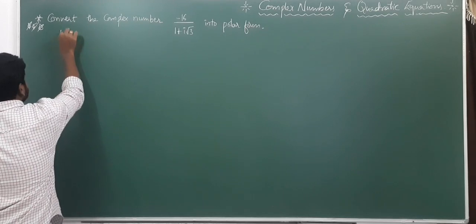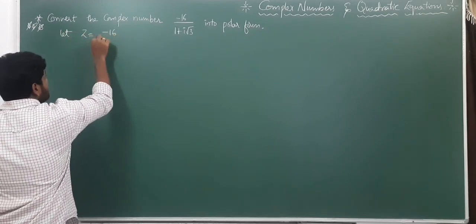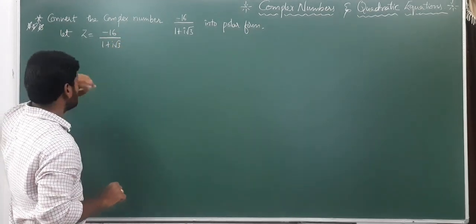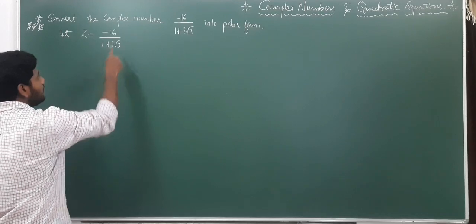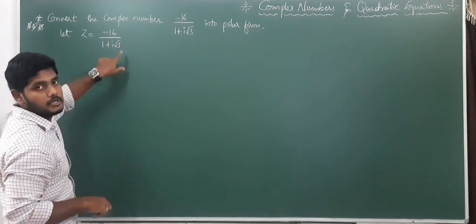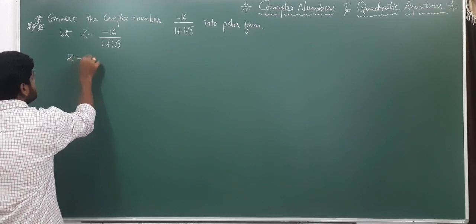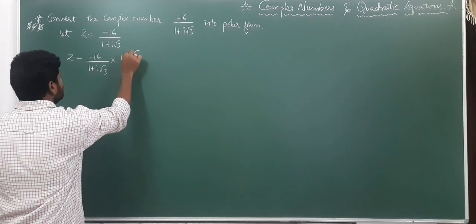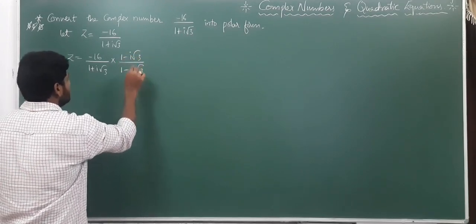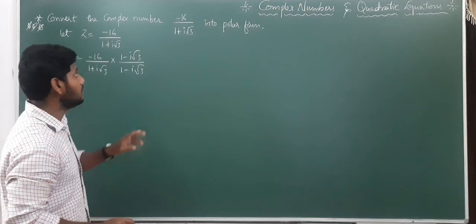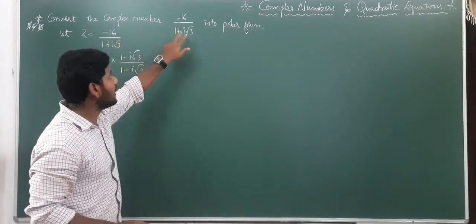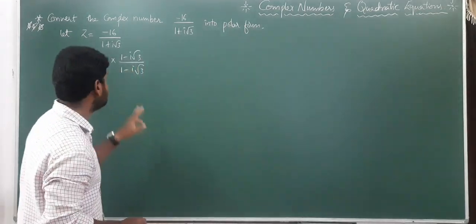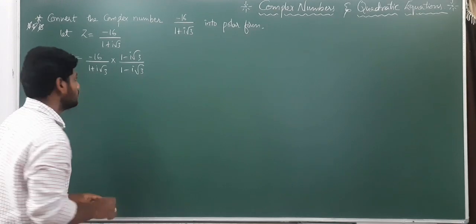See, let z is equal to minus 16 by 1 plus i root 3. In order to get into perfect complex number form, we need to multiply and divide with the opposite, nothing but the conjugate. So z is equal to minus 16 by 1 plus i root 3 into 1 minus i root 3 by 1 minus i root 3. And another thing to remember: in a complex number, i should not be in the denominator. If i is in the denominator, you need to multiply by the conjugate like this, right?